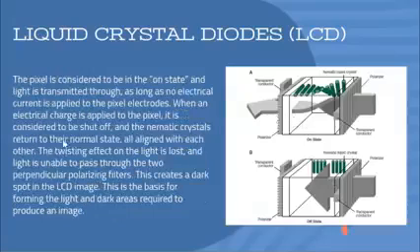So the pixel is considered to be in on state, okay, in on state, and light is transmitted through as long as no electrical current is applied to the pixel electrodes. So if there is no electrical current, light can pass through. When an electrical charge is applied to the pixel, it is considered to be shut off, such as this one, or off state. When it is in off state, your light cannot twist, it cannot pass through. Okay, in on state, light can pass through and can twist itself along with the nematic liquid crystal.